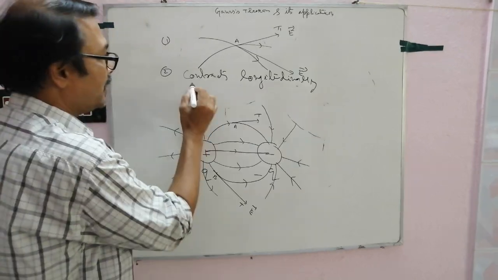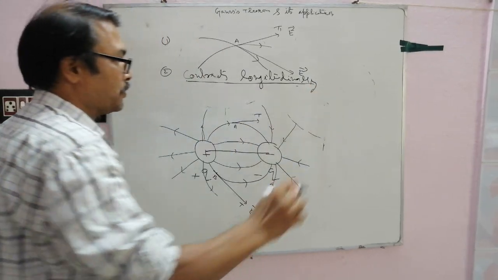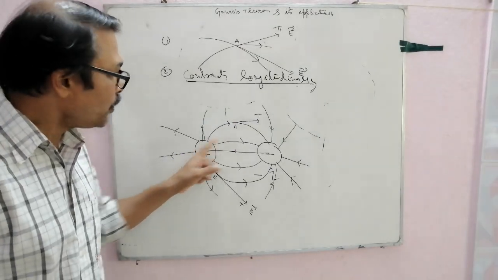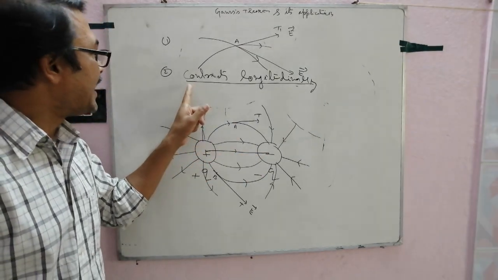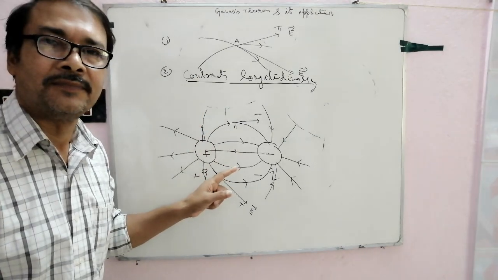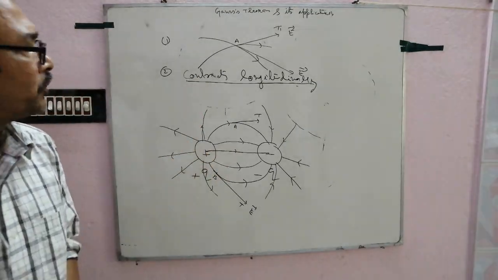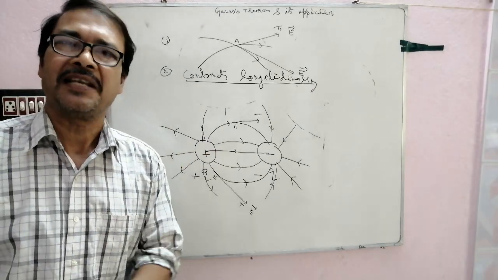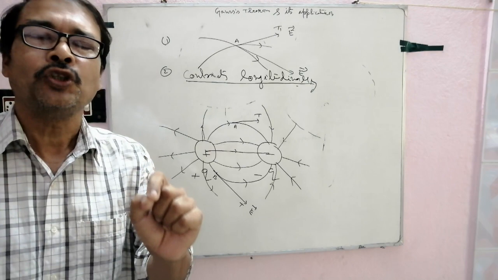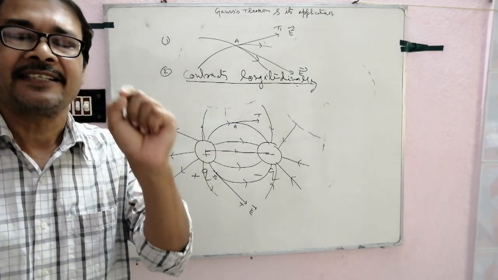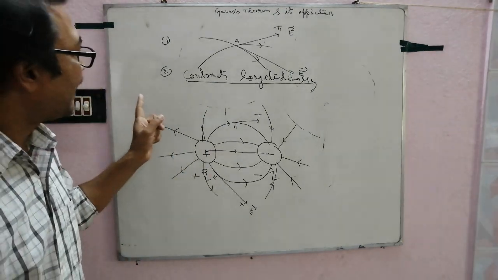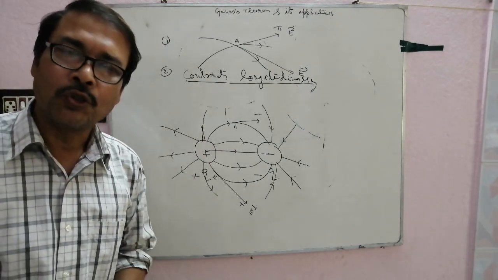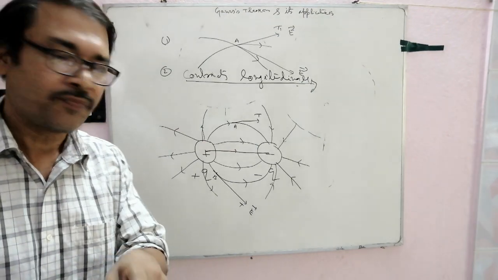This is the point: electric field lines contract longitudinally. It means opposite charges will attract each other. Clear? So there is a question: which property of electric field lines indicates that opposite charges attract each other? The answer is the property that electric field lines have a tendency to contract longitudinally.